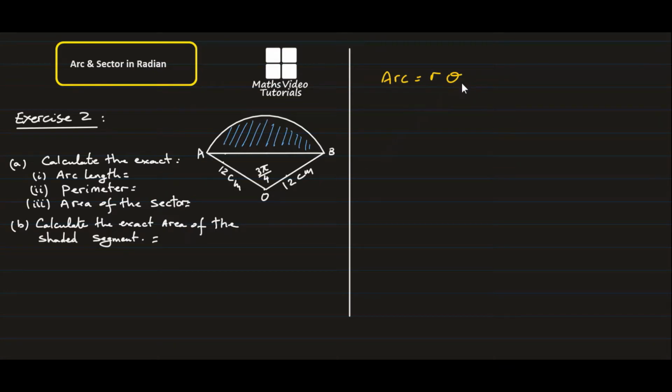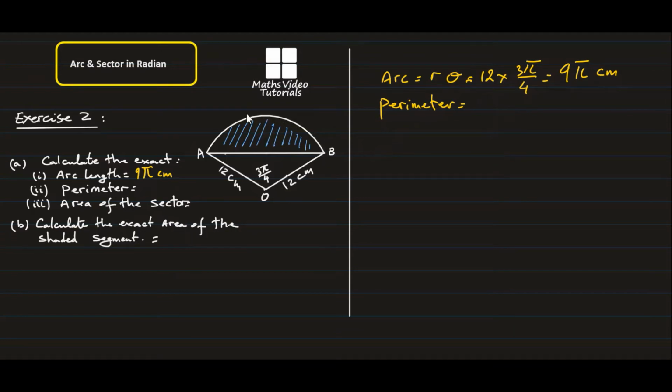The arc length is r theta. R is 12 times the angle in radians, 3 pi over 4. And you do this calculation. 12 times 3 is 36, divided by 4 is 9. So the answer is 9 pi, and of course in centimeters. Let's write it down here. 9 pi centimeters.